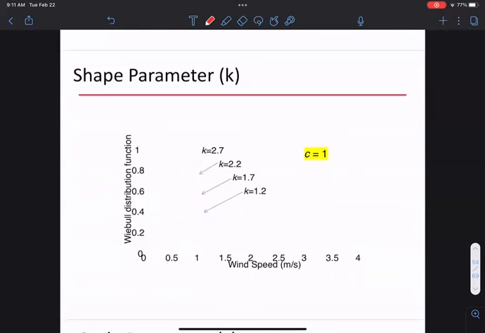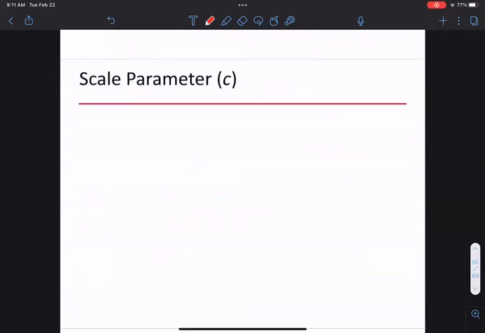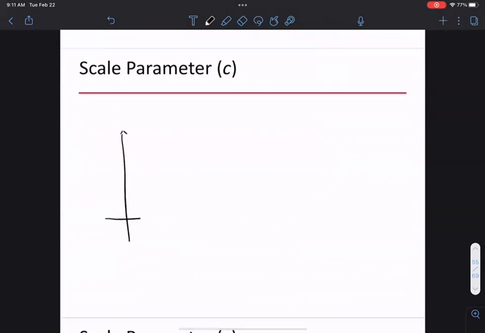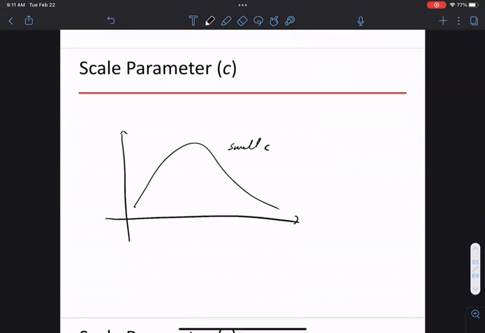Okay, this slide didn't make it. So the scale parameter does something similar. The scale parameter tells you how far the spread is. If you have a small c, you will have a narrow spread. If you have a large c, you will have a large spread. So instead of directly controlling mean and variance, these control what the shape looks like. Those two parameters control the shape.